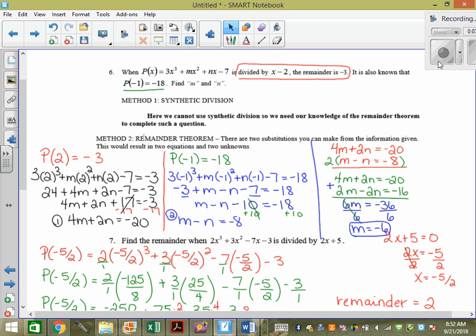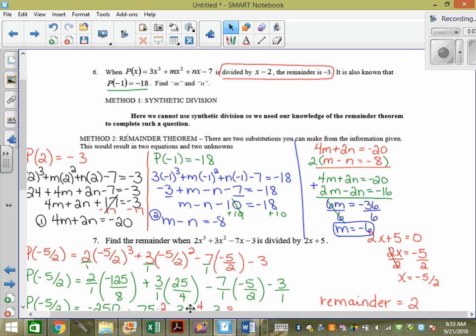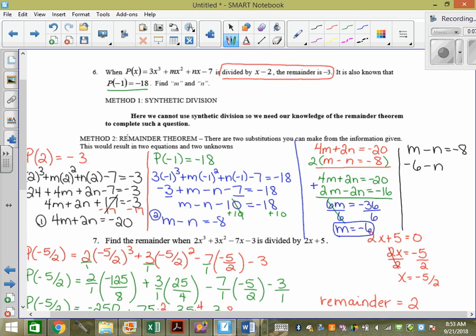n. So now you can go back to either equation 1 or equation 2, put in m and solve for n. I'm going to pick equation 2 because it looks easier. Could you pick equation 1? Absolutely, it doesn't matter. So I'm going to get m minus n equals negative 8. M is negative 6, so I'm going to get negative 6 minus n equals negative 8.